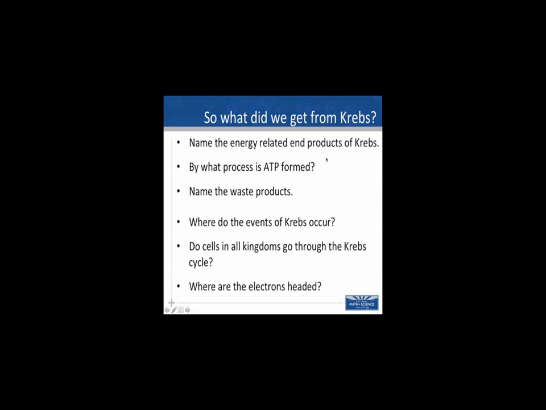You need to be able to identify the energy-related end products, how the ATP was formed, what were the waste products, where did these events occur, what kinds of cells can go through Krebs, and where are these electrons headed. So you don't have to be able to trace every event or identify every enzyme involved in the process. These are the big picture questions you need to be able to answer. So I encourage you to stop the video for a moment, write the questions down, write a response to each of those, and be ready to discuss those questions and answers with your teacher.